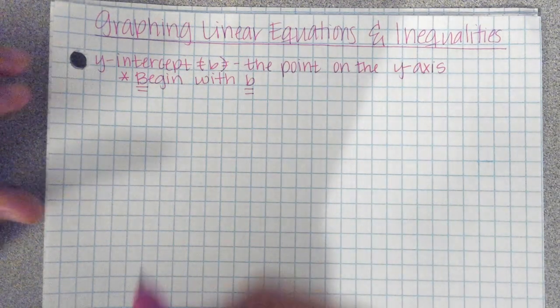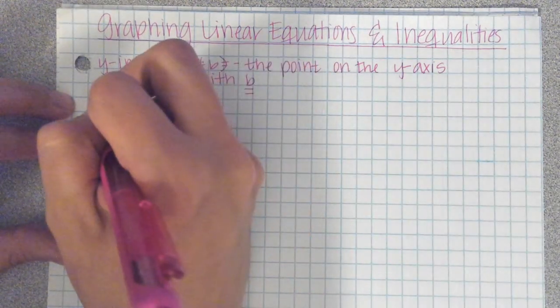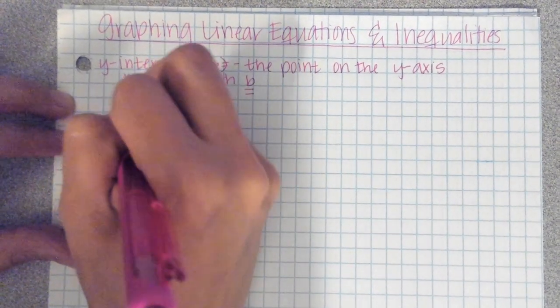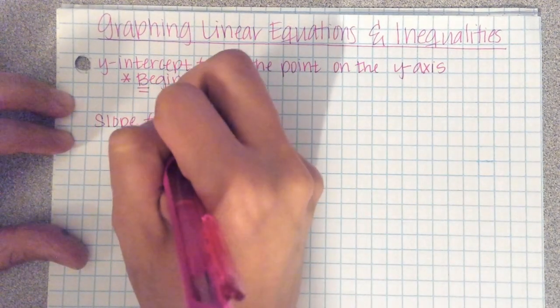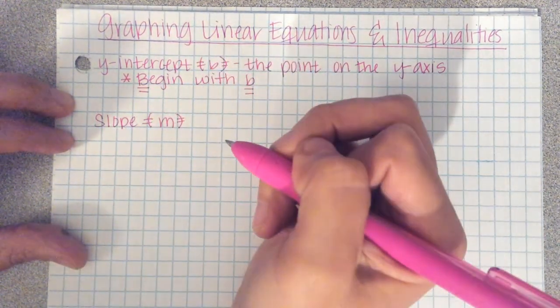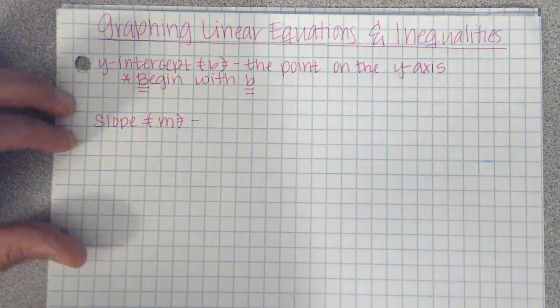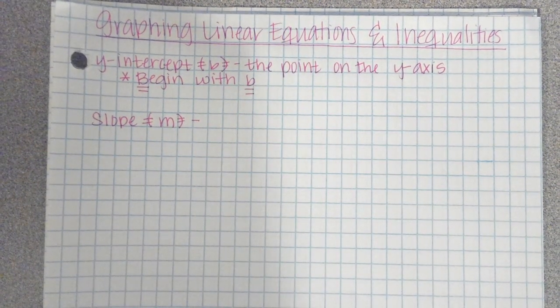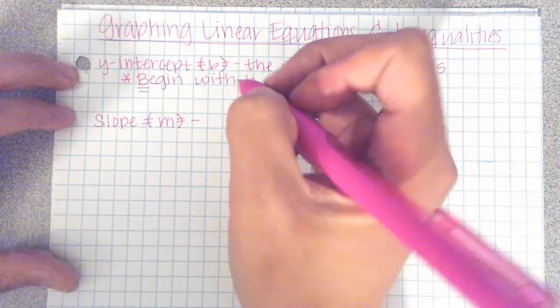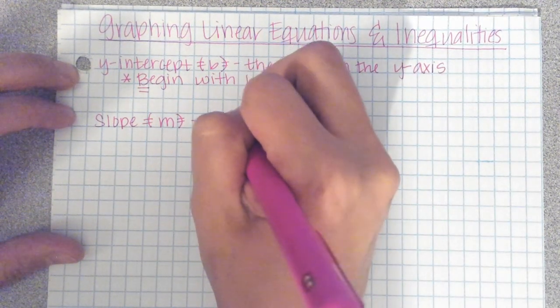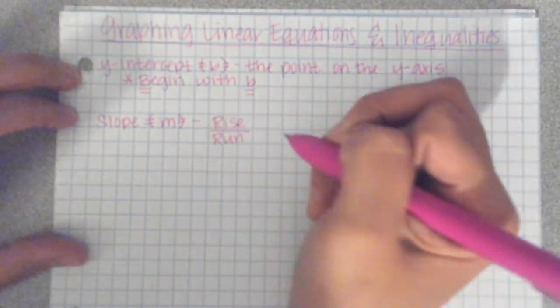Okay? Then the other thing you need to know is slope. And slope, if you recall, is your M. As far as what we're doing today, what you need to know about slope is that it is my rise over my run. We're graphing lines.